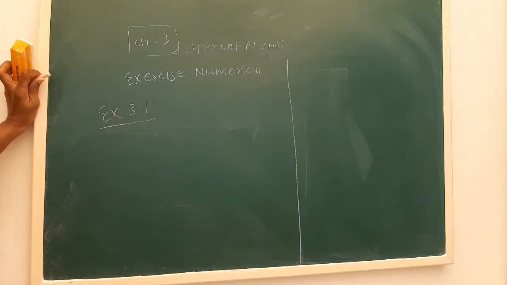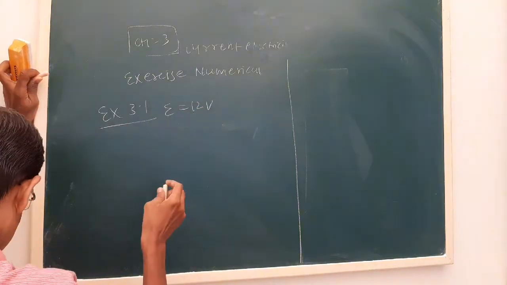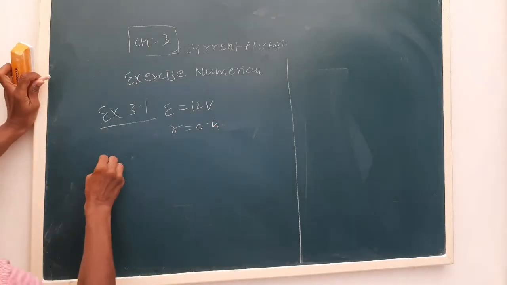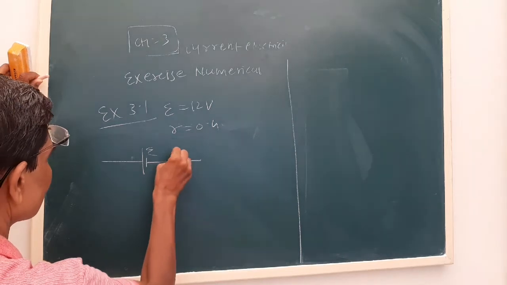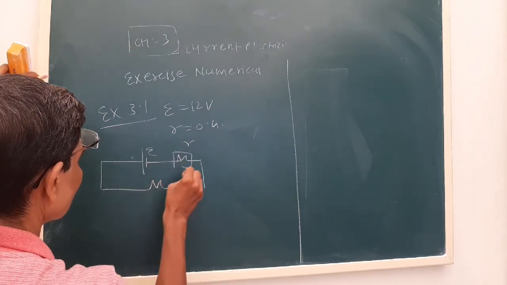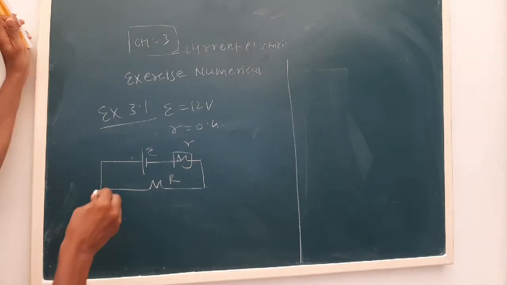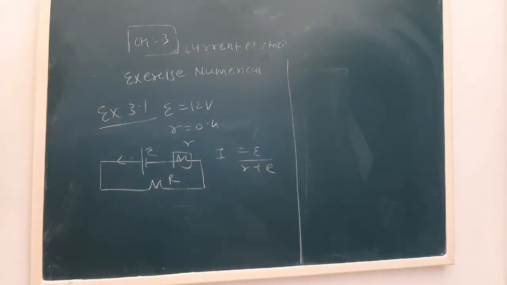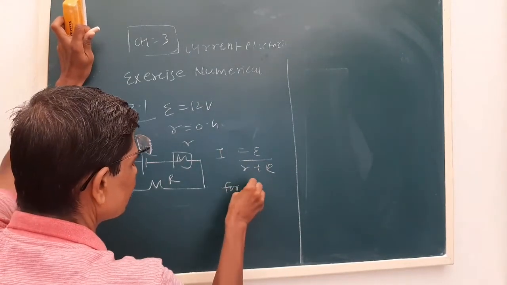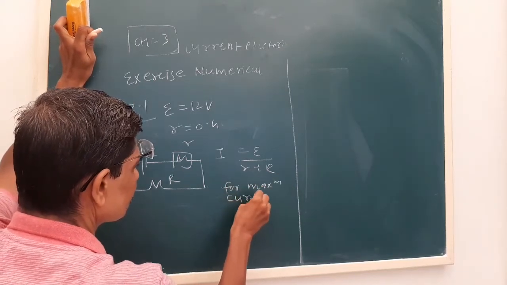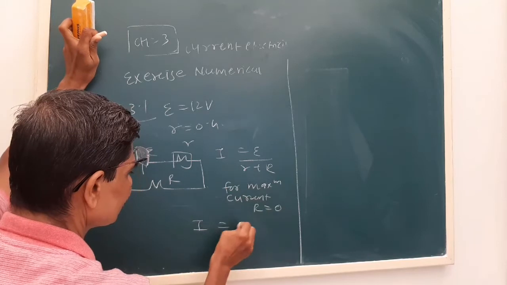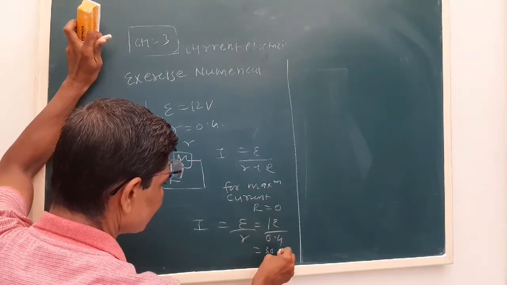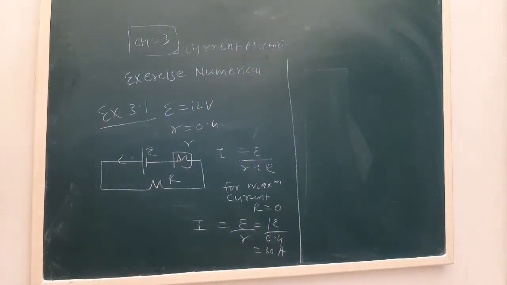See, the storage battery has an EMF of 12 volt. Internal resistance is 0.4 ohm. What is the maximum current? Generally it is like this, I is equal to, but for maximum current, R is 0, I is E by R, that is 12 upon 0.4, 30 ampere. This is how we can solve.